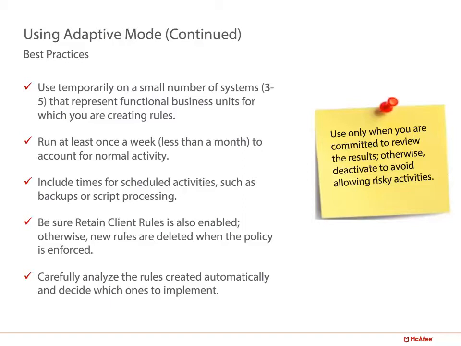When you have retain client rules, it will retain them locally on the local machine. It will also upload them to your EPO server. You can look at the rules in EPO. You can analyze the rules, decide which ones you want to implement, and add them to your policies. When you're done, be sure to turn off adaptive mode and turn off retain client rules.